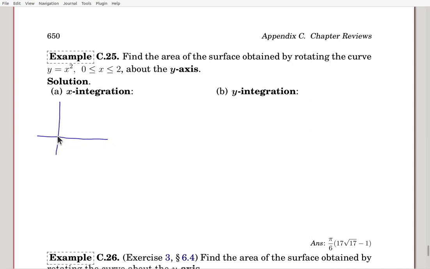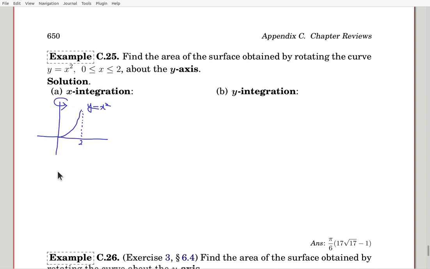Now, y equals x squared. That curve is y equals x squared, with x moving from 0 to 2. That is now rotated about the y-axis, so that we have a surface made. So we will do x integration first.